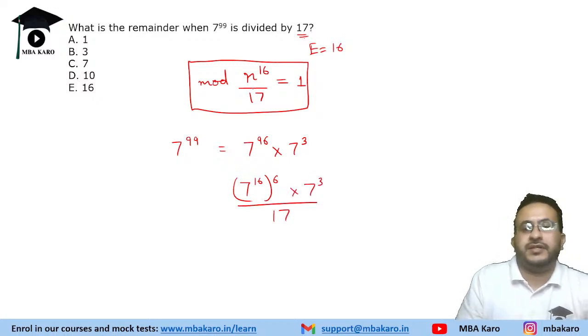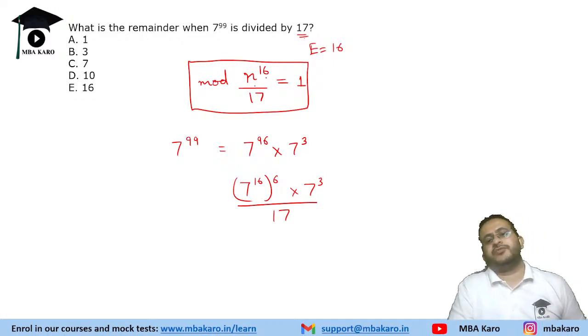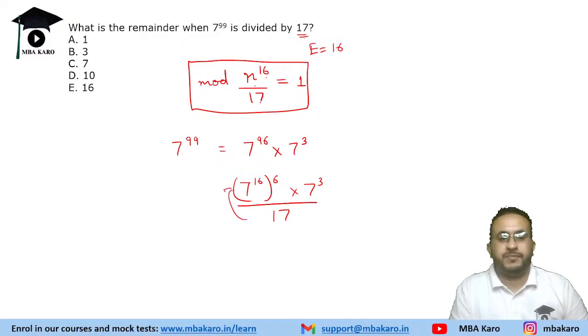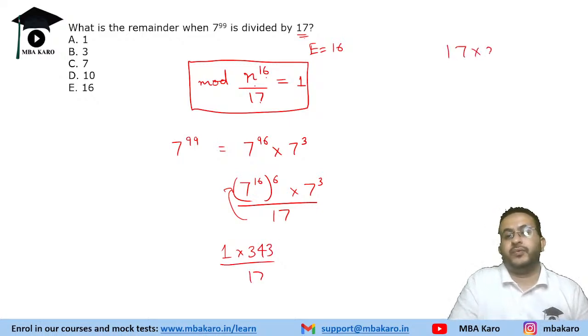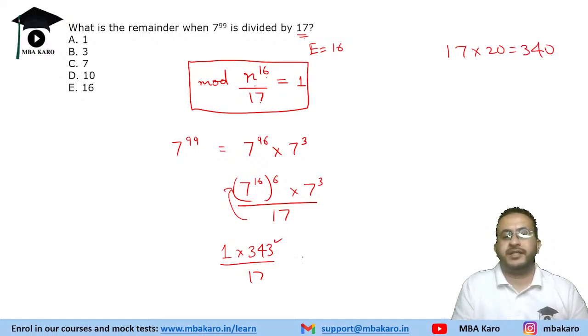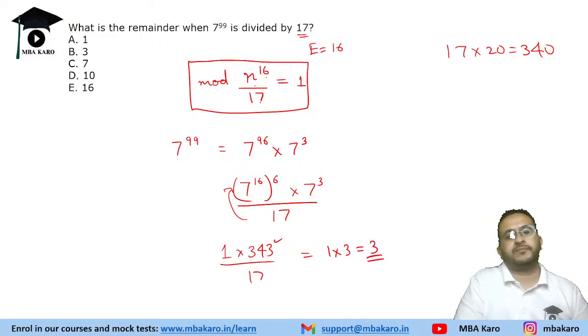Now we just said that any number raised to the power 16, when you divide by 17, will give remainder 1. So this part will give remainder 1, and this part is 7 cube, which is 343. Now 17 into 20 is 340, so this part will give remainder 3. So the remainder is 1 into 3, that is equal to 3.